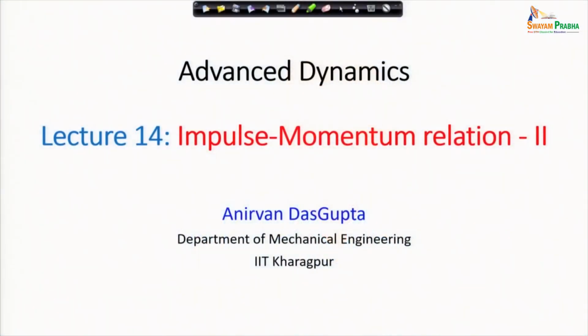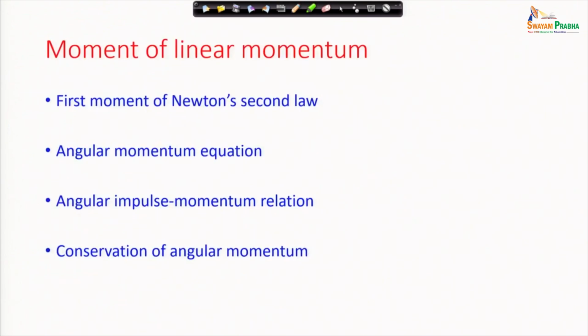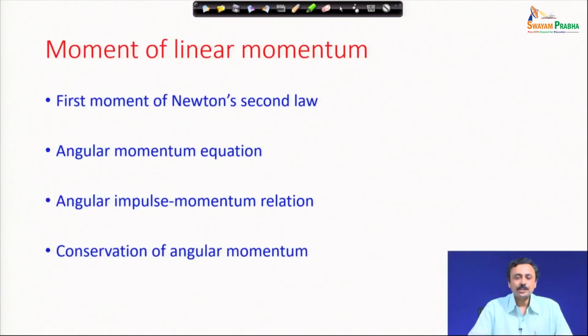Hello, let us carry forward our discussions on impulse momentum relation. Today we are going to look at the first moment of Newton's second law and thereby define a new quantity called the angular momentum. Then we will derive the angular impulse momentum relation, which relates the angular impulse to the angular momentum. This relation we will derive and look at conservation of angular momentum.